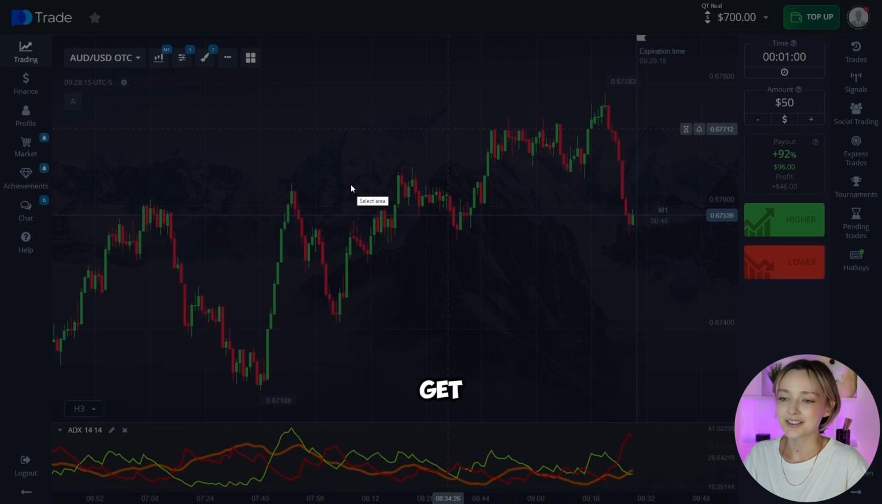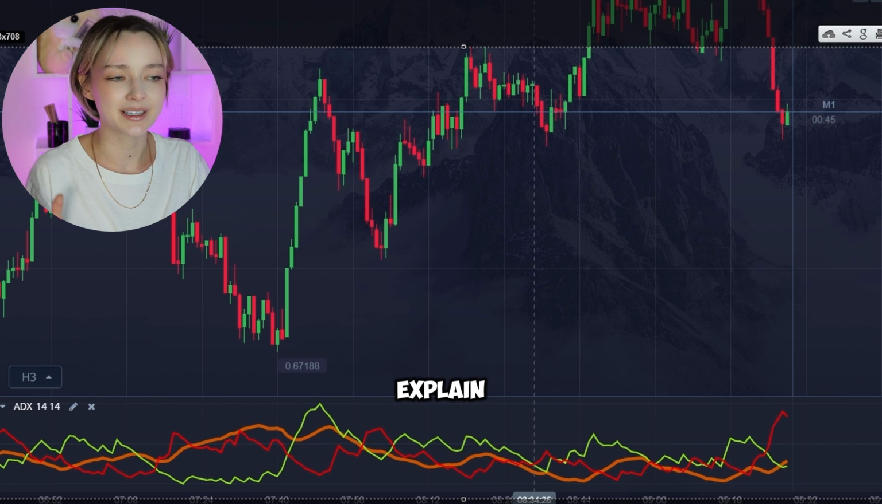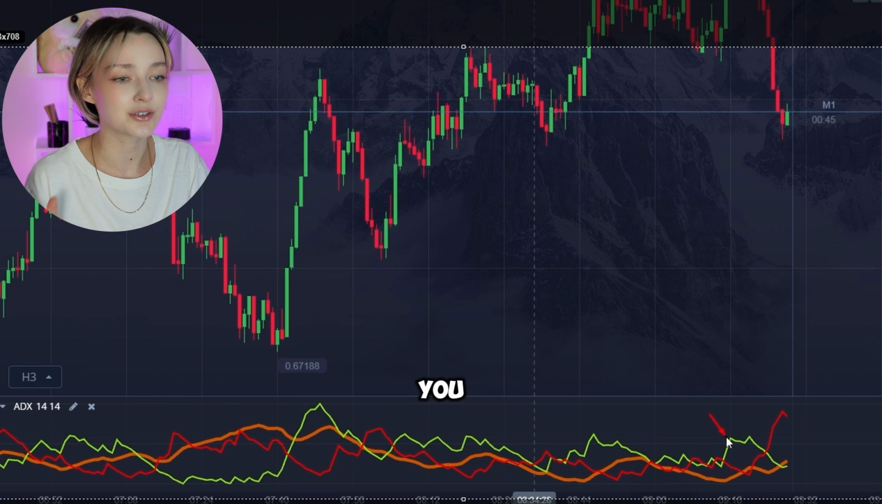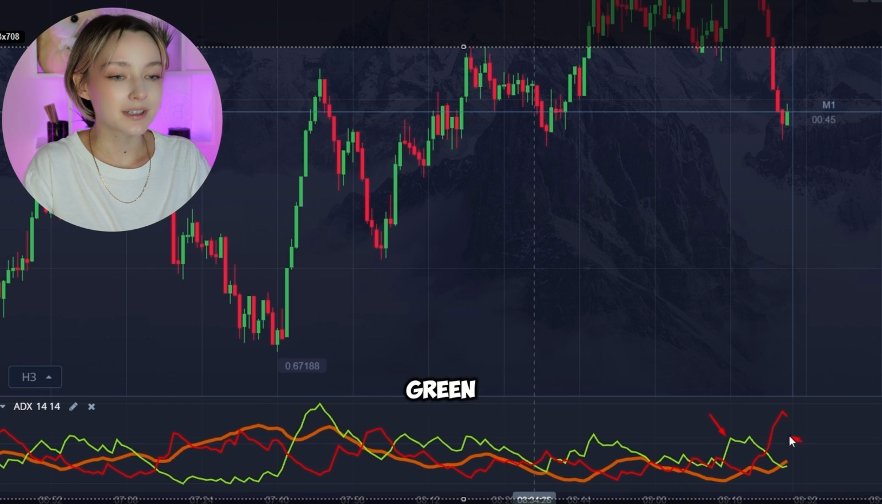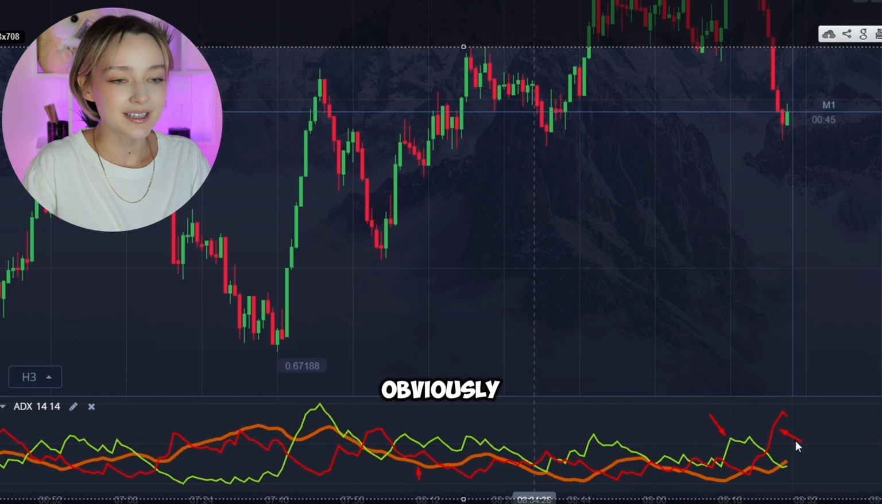So you might get startled at first due to the number of confusing lines, but don't worry, I will explain everything in detail and guide you through the interface. So there's a green line that represents buyers, and there is a red line that stands for sellers' force. And obviously there is this orange ADX line, that's volatility.